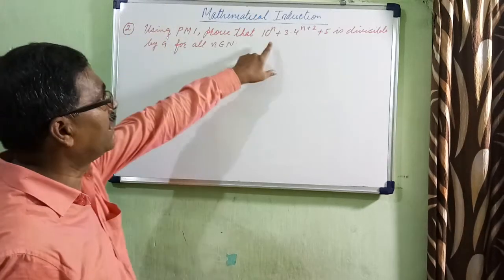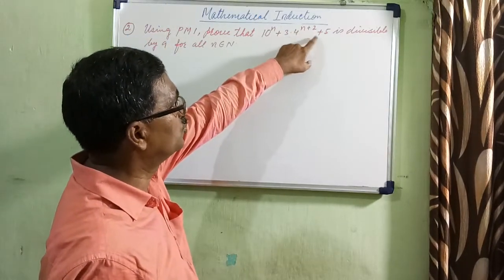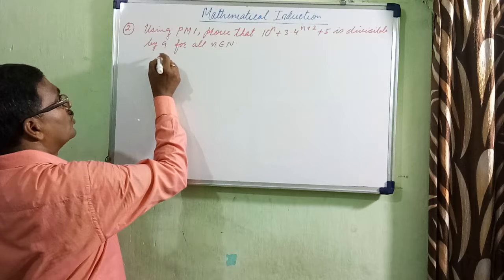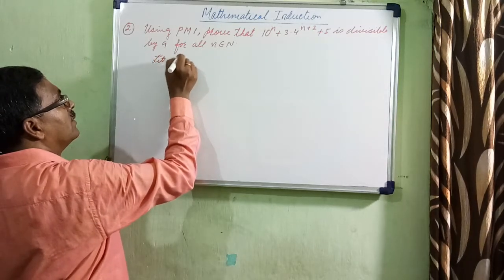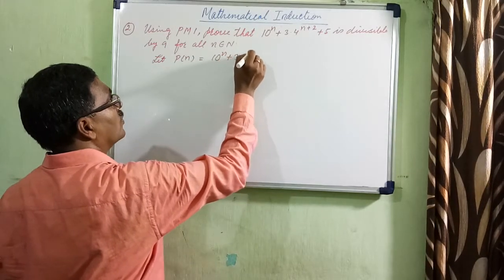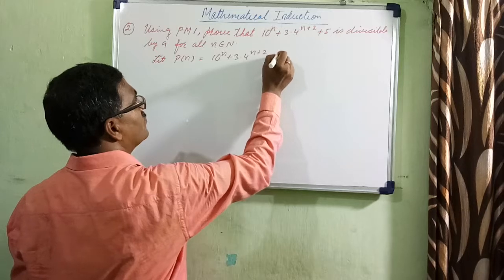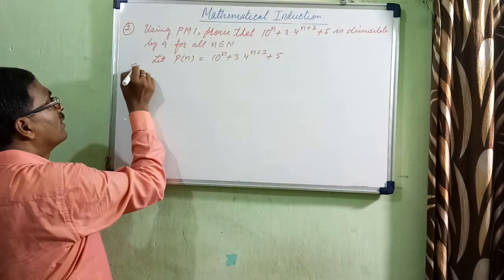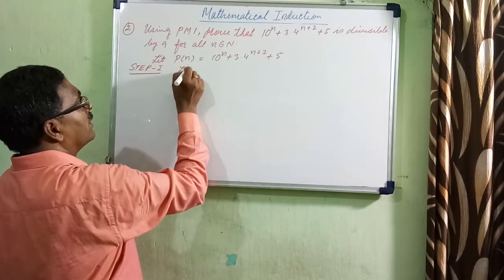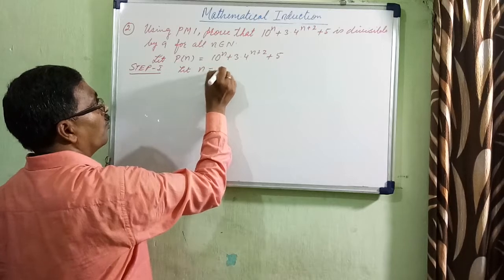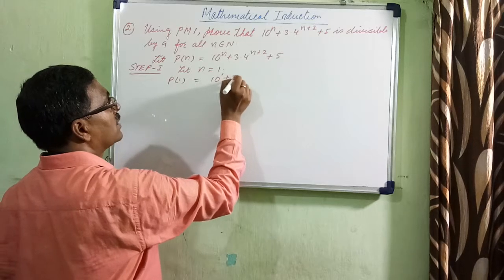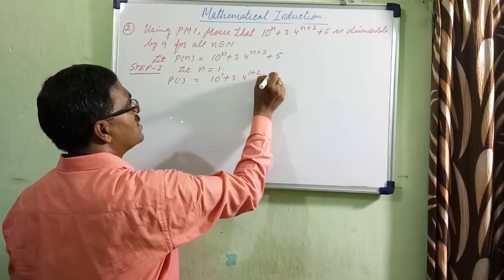Here it is given: 10 to the power n plus 3 into 4 to the power n plus 2 plus 5 is divisible by 9. So in this case also we will assume, let Pn be equal to 10 to the power n plus 3 into 4 to the power n plus 2 plus 5. So what is your step 1? Step 1, let n is equal to 1. So P1 is equal to 10 to the power 1 plus 3 into 4 to the power 1 plus 2 plus 5.